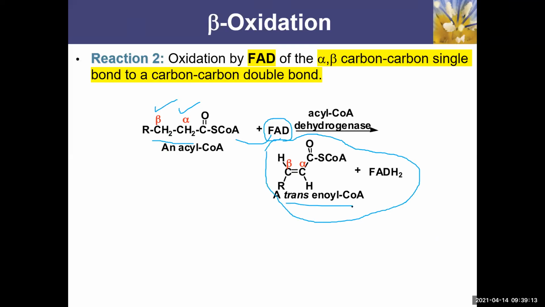Remember, what did we form at the end? So what is the enzyme here? An acyl CoA dehydrogenase is the enzyme, right? Simply removal of two hydrogen atoms and forming a trans enoyl CoA, right? So this is an oxidation step.